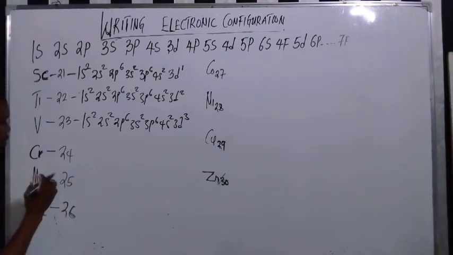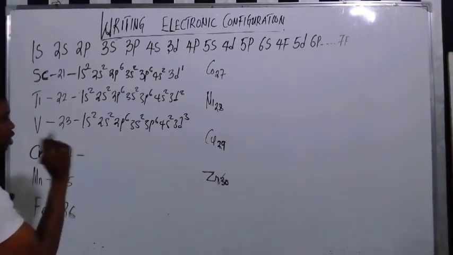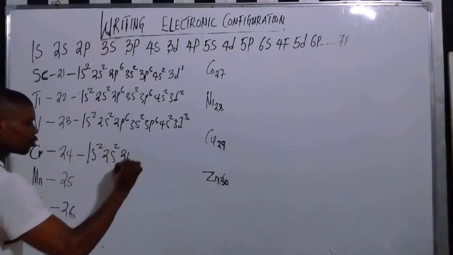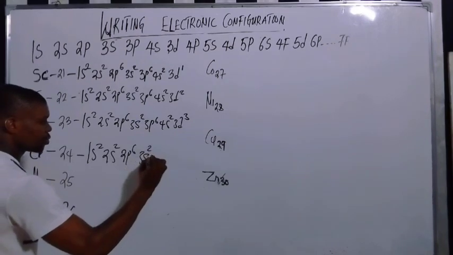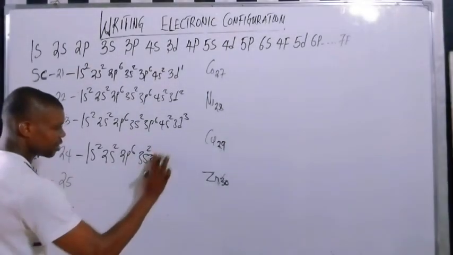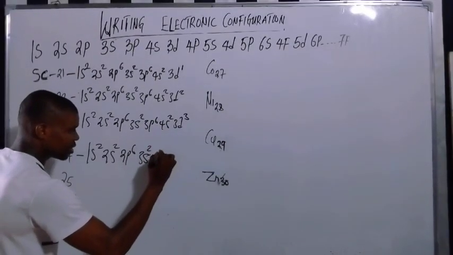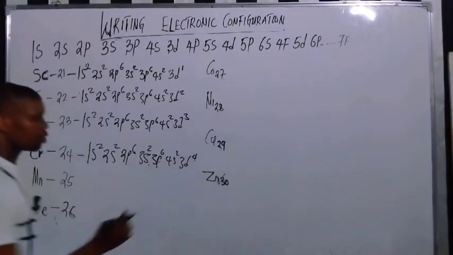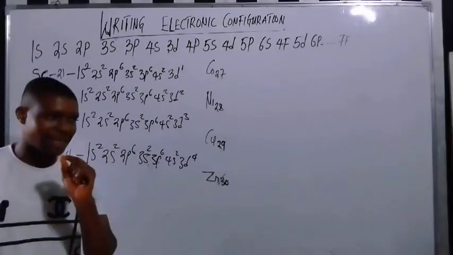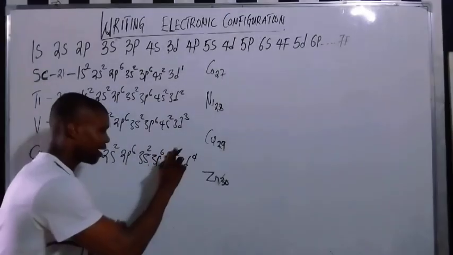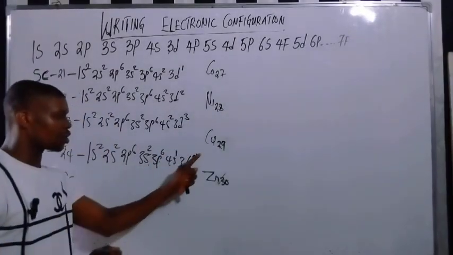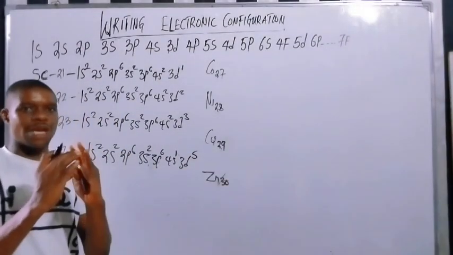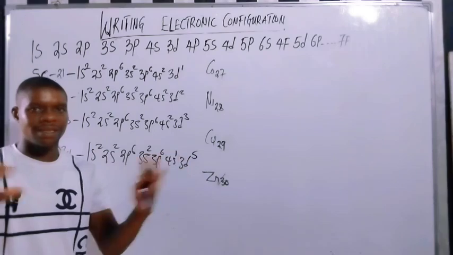Now, chromium is going to be different. Normally it's supposed to be 1s2, 2s2, 2p6, 3s2, 3p6, 4s2, 3d4. Right? Normally supposed to be like this. But what you want to do here is remove 1 from here, so here is going to be 1, and add it to this other one to become 5. So that the d will have a completely half-filled orbital.